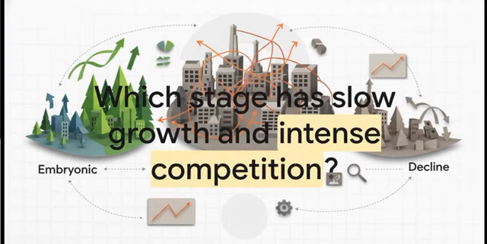Question 3 is a life cycle test. Which stage is characterized by slow growth and intense competition? Is it A, growth, B, embryonic, C, mature, or D, decline? Where exactly do we see that specific, frustrating combination?